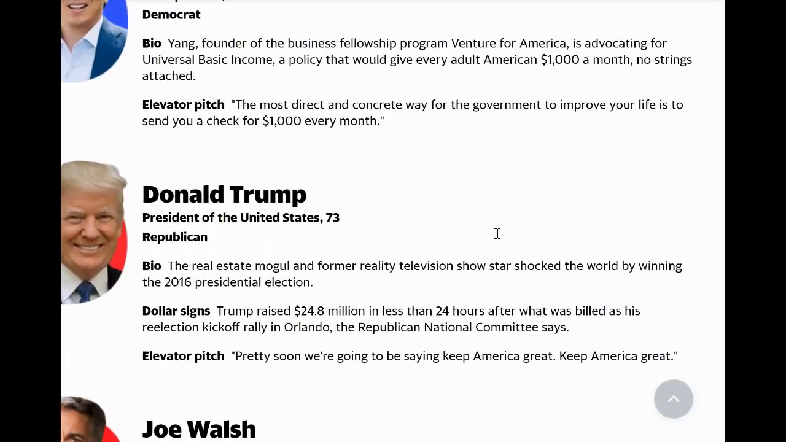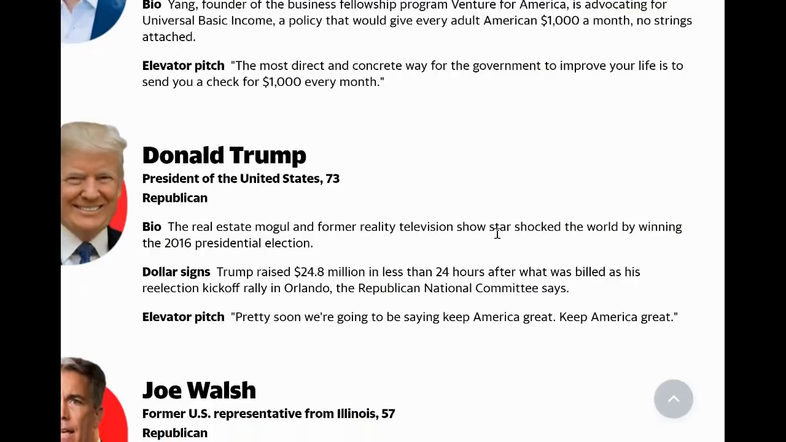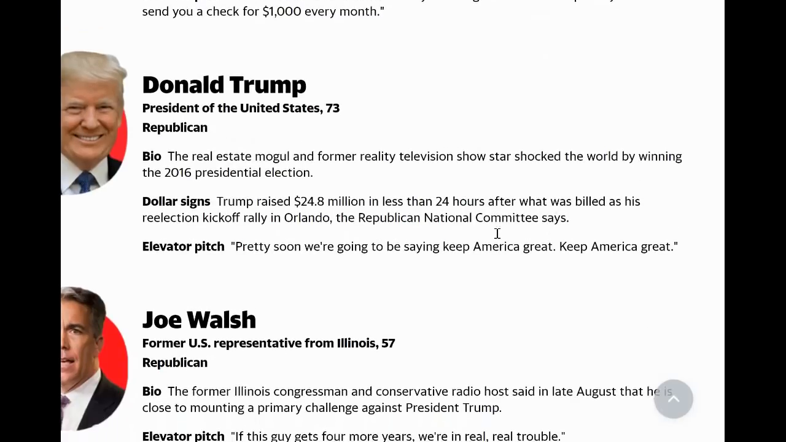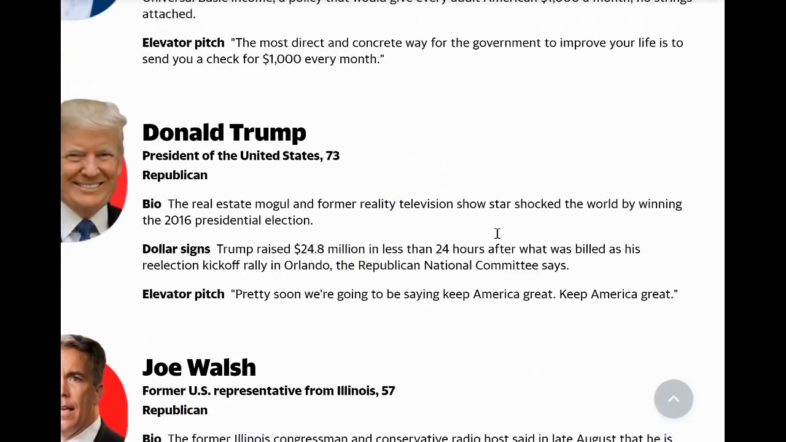And Trump: pretty soon we are going to be saying Keep America Great. Keep America Great. Again, like I said, this is kind of saying I've done a great job. I've made America great again. So that's kind of ego. And then I'm going to keep America great, so please elect me. Okay, so you sense the ego there. So that pretty much sums up what I would like to convey.